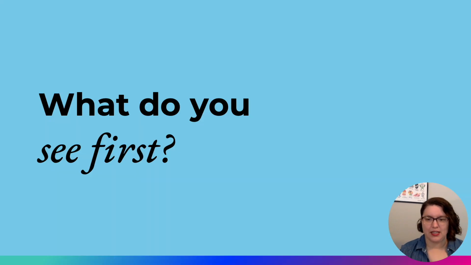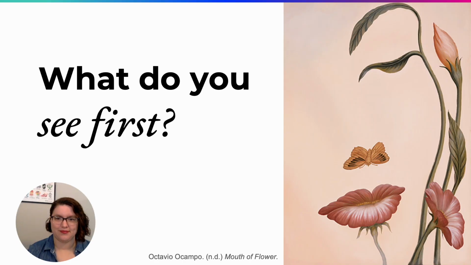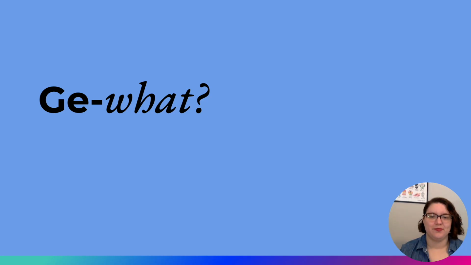In this next slide, think about what you see first. Did you see a butterfly and some flowers, or did you see a woman's face first? This is an example of poor figure ground, another one of the Gestalt principles. So you might be thinking, Gestalt what?